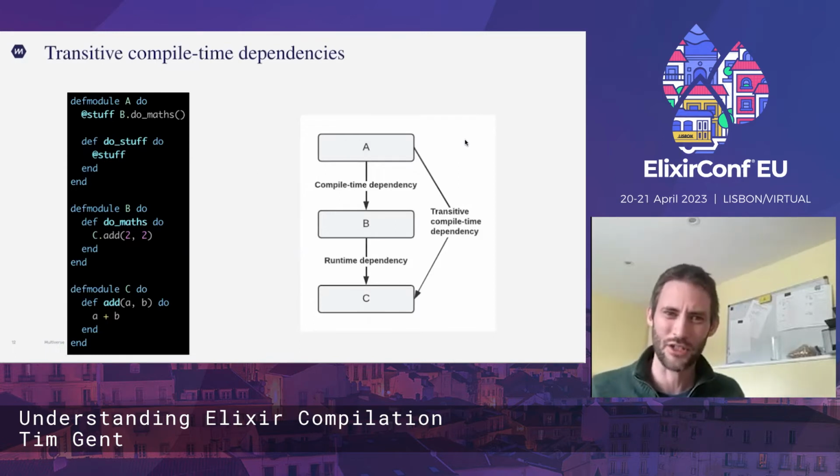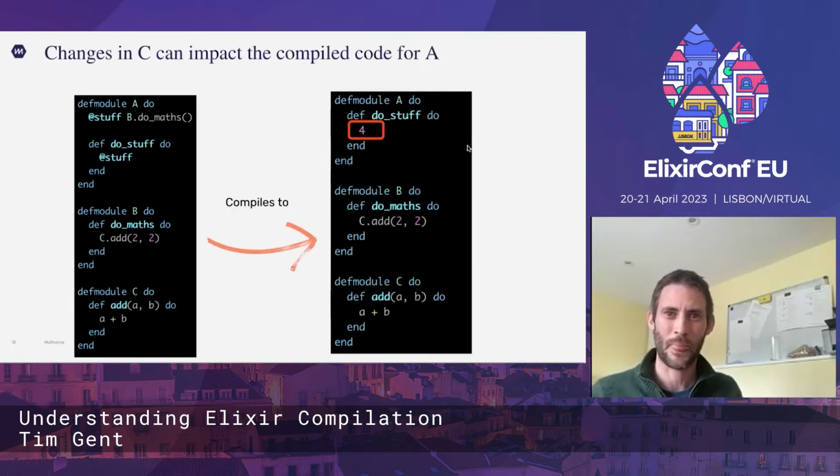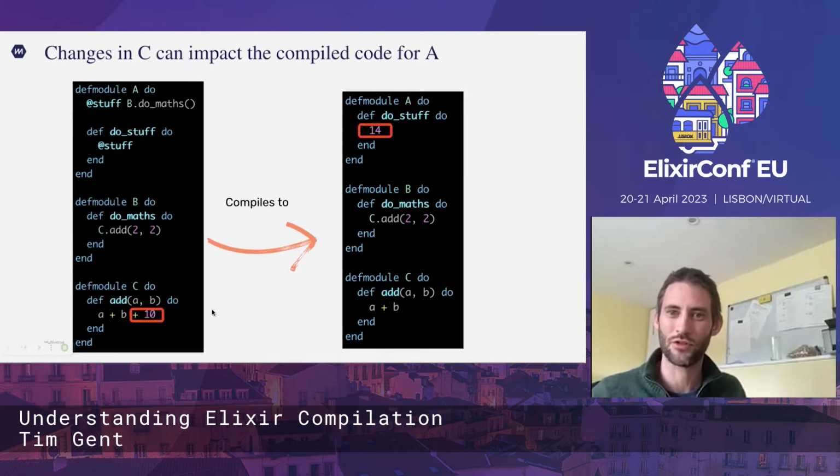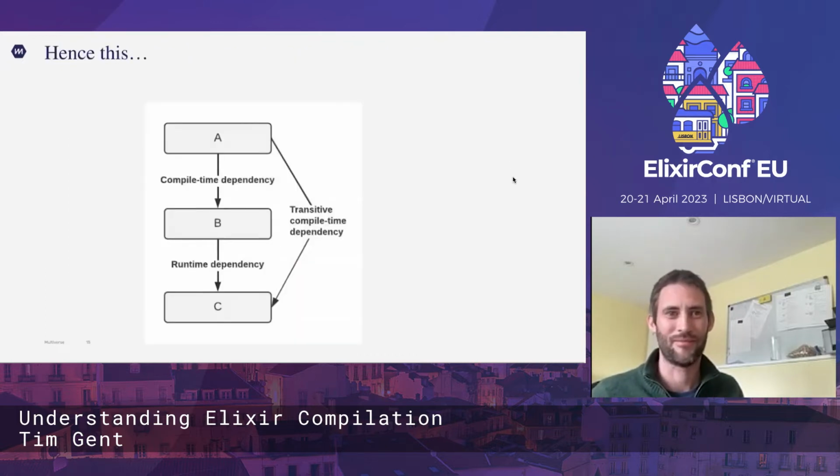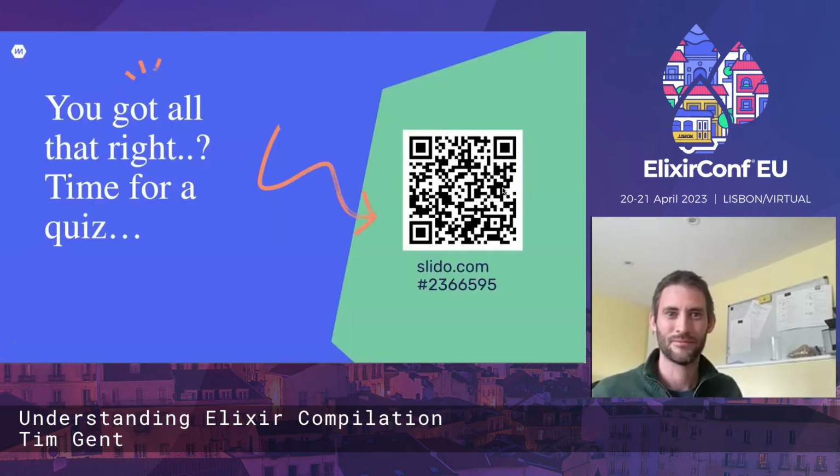If that doesn't quite make sense as to why that would be the case, let's look at an example. If we compile the code there, you see we end up with the compiled module for module A has just 4 here, right? It's going to call this do maths function, 2 and 2, 2 + 2 is 4, right? Simple. Now, what if we change module C? Here, if we do a +10 in module C, you'll see it's actually changed the compiled code for module A. So that hopefully explains why we'd need to recompile both of those modules. Hence, this kind of dependency graph. So hopefully you've got all of that, right?